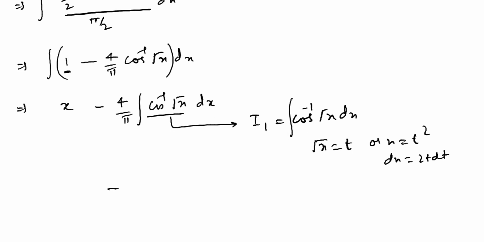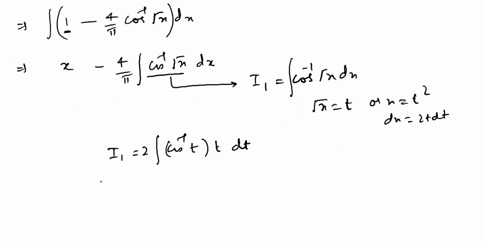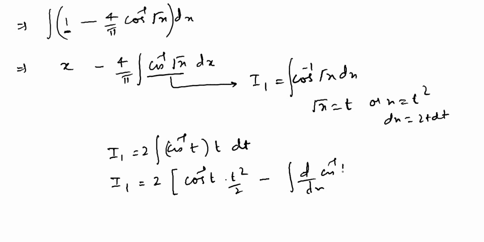So I am going to get I1 as equal to the integral of cos inverse of t into 2t dt. Now I am going to apply the formula of integration by parts. So this will be equal to twice cos inverse of t into t square upon 2, minus the integral of d upon dt of cos inverse of t into the integration of t.